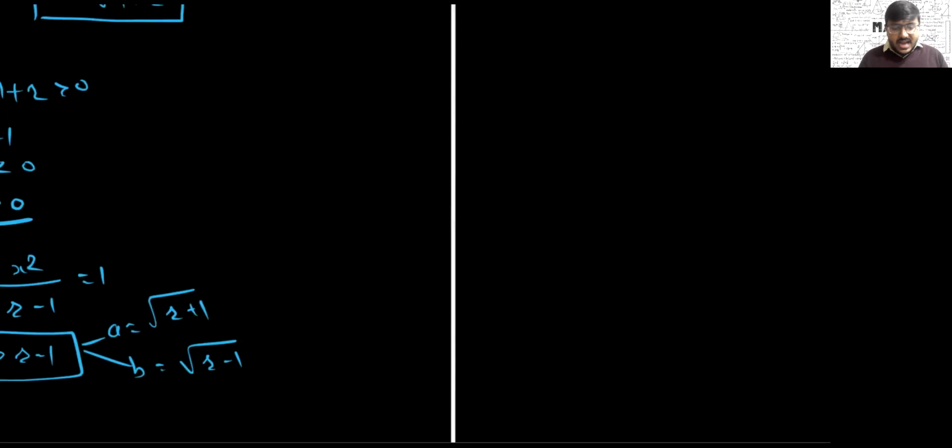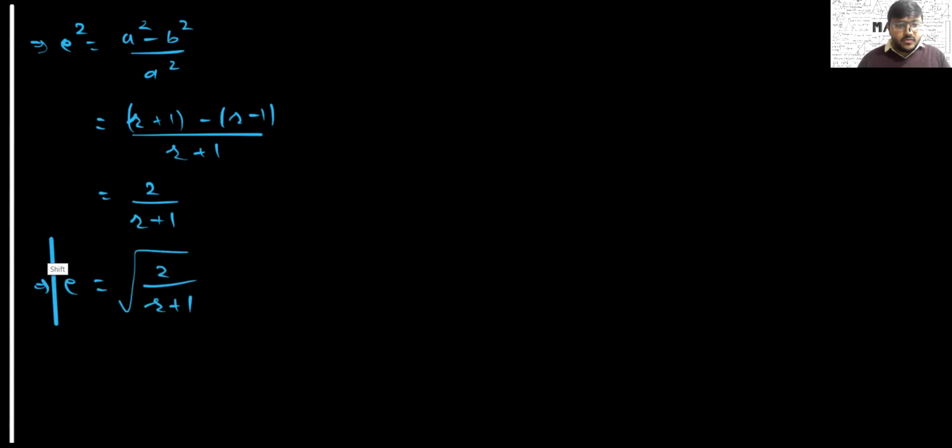a square is r plus 1. So it will be r plus 1 minus r minus 1 upon r plus 1. So r plus 1 minus r minus 1 is 2. So it will be 2 by r plus 1, and therefore e is root of 2 by r plus 1.